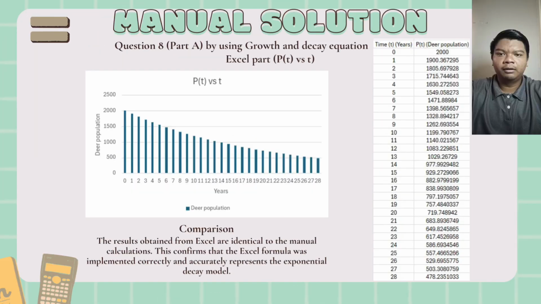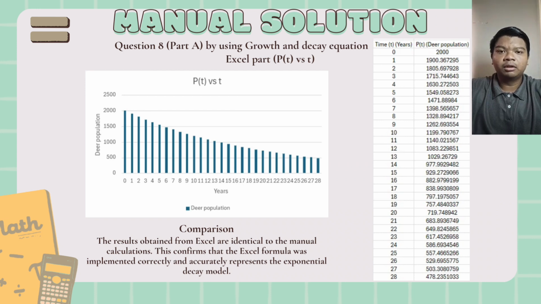For the Excel part, the same exponential decay equation was used to calculate the deer population over time. The table on the right shows the population values from year 0 until year 28, while the graph illustrates the decreasing trend of the deer population. From the graph, we can clearly observe that the deer population decreases exponentially over time. When comparing the Excel results with the manual calculations, both methods produce the same values. This confirms that the Excel formula was implemented correctly and accurately represents the exponential decay model.